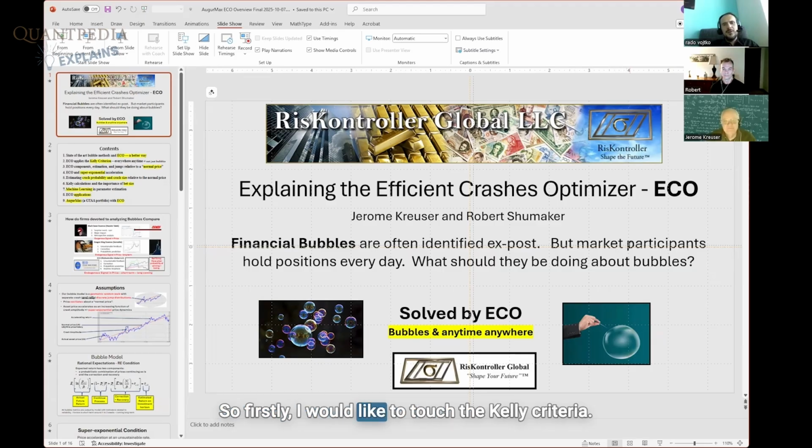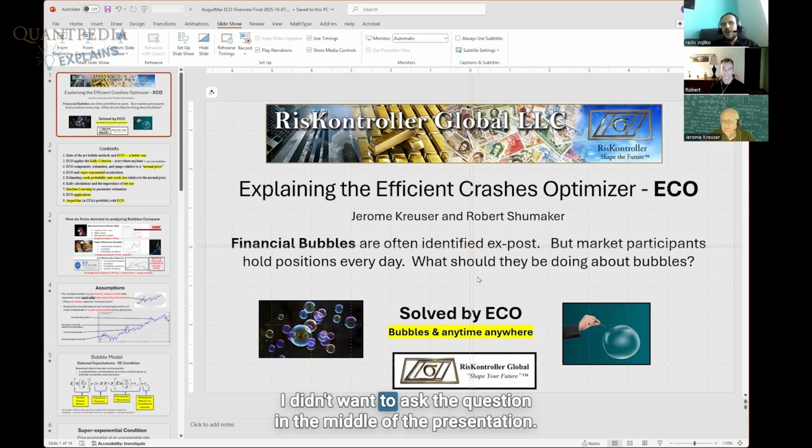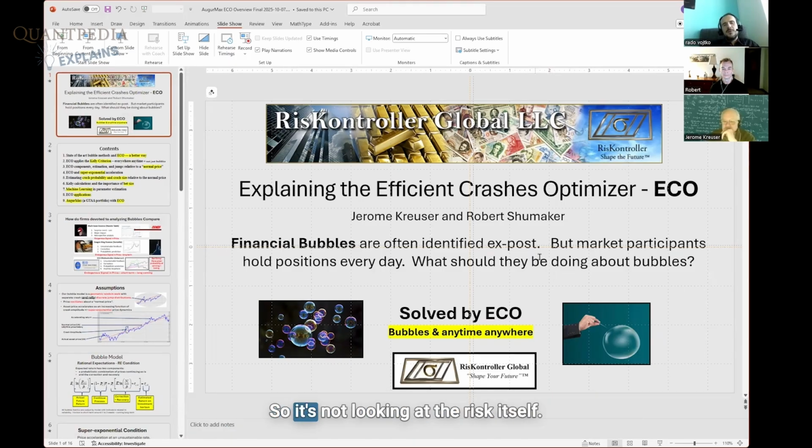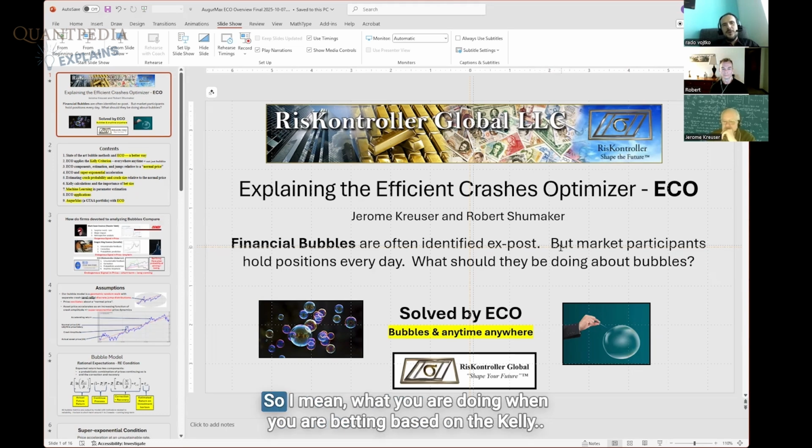So firstly, I would like to touch on the Kelly criterion. We started the discussion, but I didn't want to ask the question in the middle of the presentation. I wanted to ask it at the end. As we all know, the Kelly criterion is trying to maximize the log of the wealth, so it's not looking at the risk itself. The risk is not in the optimization.